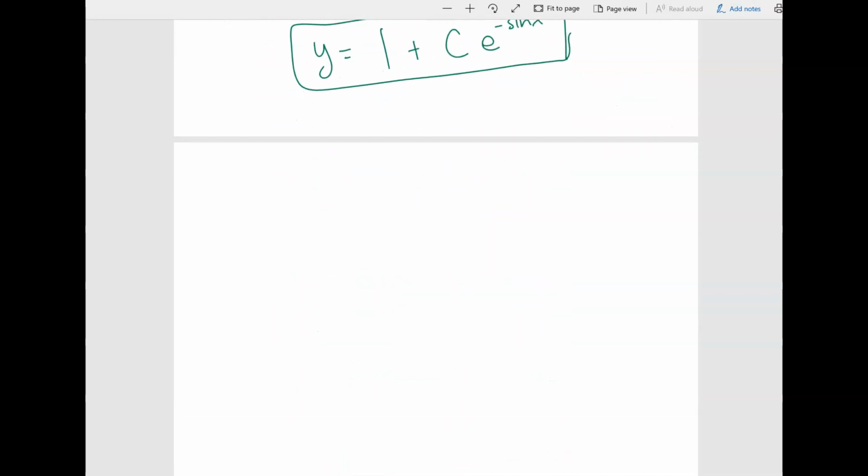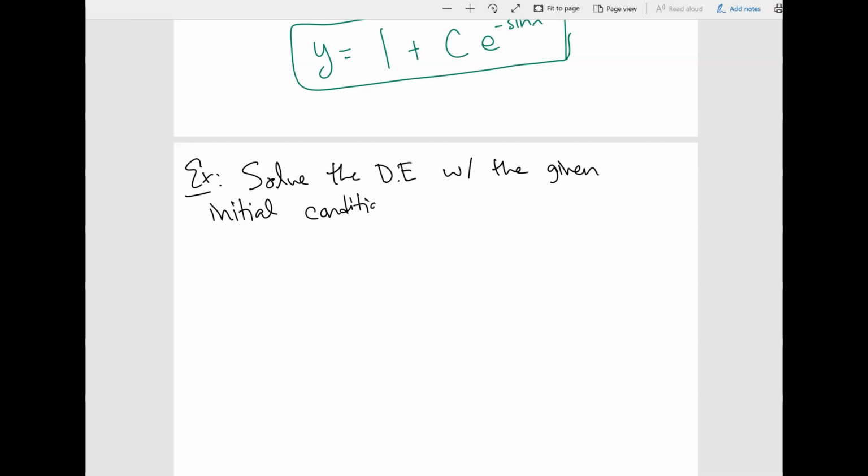So let's do one more problem, something that's an IVP. So solve the DE with the given initial condition. Okay, so let's say we had y prime plus 3y equals 12 e to the x, and we have the initial condition y of 0 equals 5.